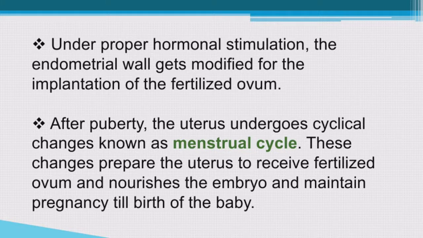After puberty, the uterus undergoes cyclical changes known as menstrual cycle. These changes prepare the uterus to receive fertilized ovum and nourish the embryo and maintain pregnancy till birth of the baby.